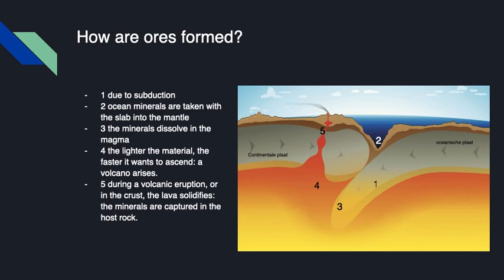But when this happens, a lot of gases emerge, and the gases are lighter than the surrounding rocks, and they want to rise. So they want to get out of that continental slab. And as you might notice, you see that they are actually trying to get out, and near number 5, a volcanic eruption emits. And here, in the crust, the lava solidifies. It's still magma there. And the minerals are captured in the host rock.